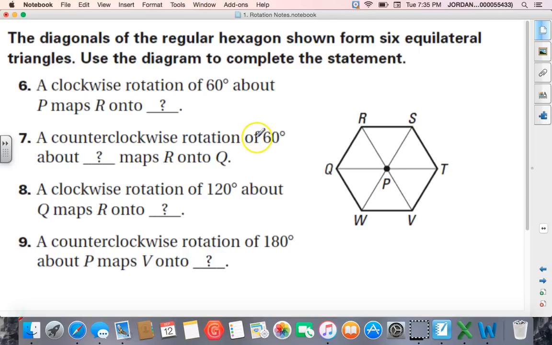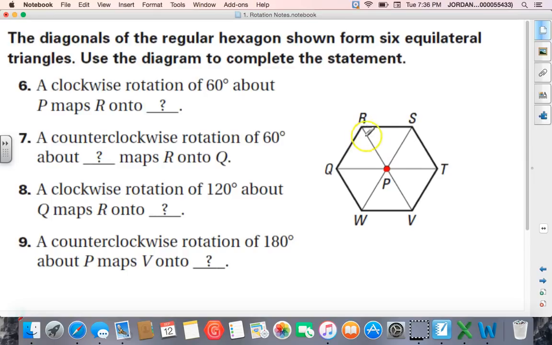Okay, so now let's actually use this with points on our shape. It tells us the diagonals of the regular hexagon shown form 6 equilateral triangles. Use a diagram to complete the statement. A clockwise rotation of 60 degrees about P maps R onto what? So when it says 60 degrees about P, it means we're rotating around the point P. That's what we're rotating around. It's like the center of our clock or Ferris wheel. We want to see R is going to move to what point if we rotate it 60 degrees.